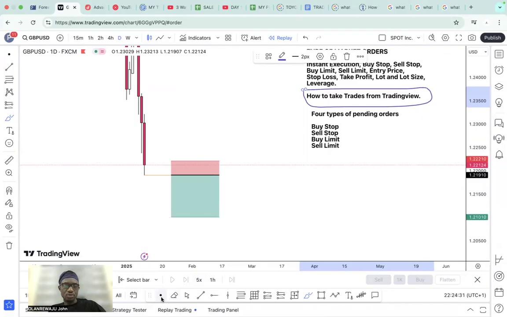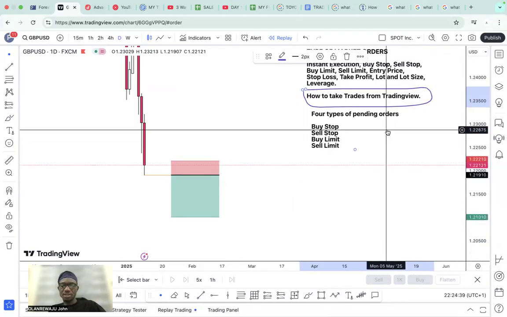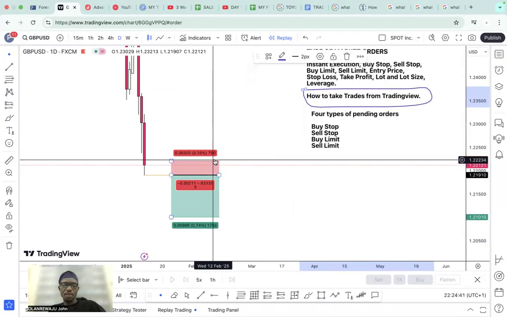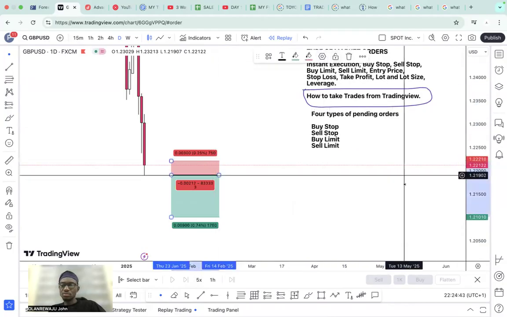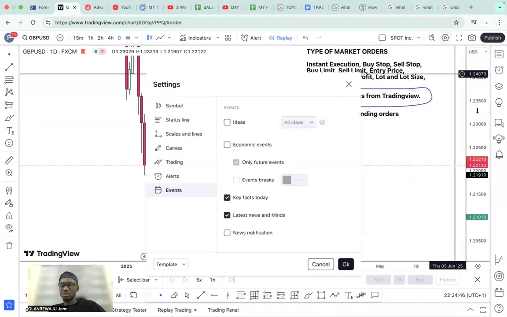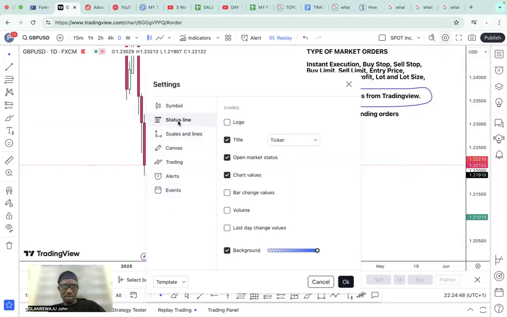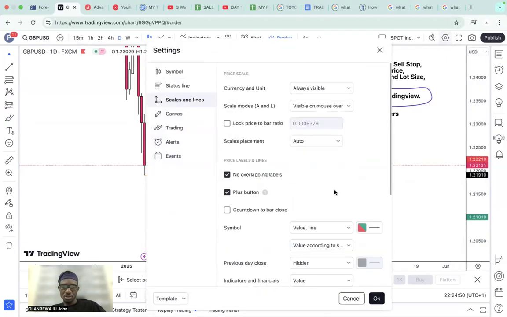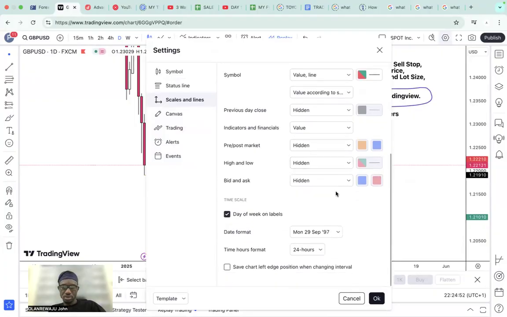So the first thing I need to do is to take note of my parameters. These are my parameters here. This black line is my entry. The green line is my take profits. And the red line above is my stop loss. Let me go and change the line of this price thing that is moving up and down to something else.